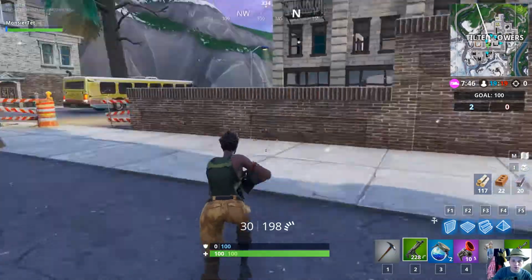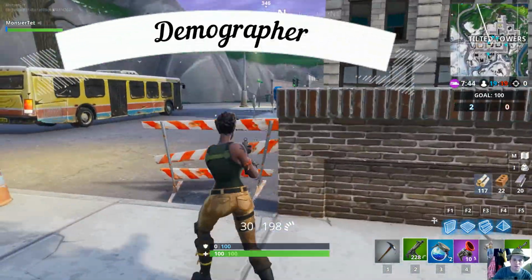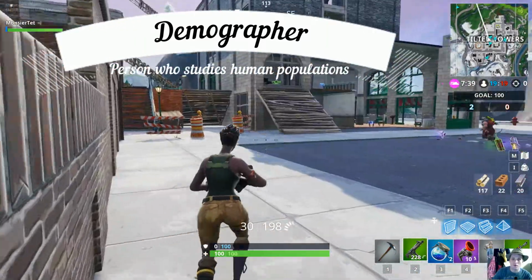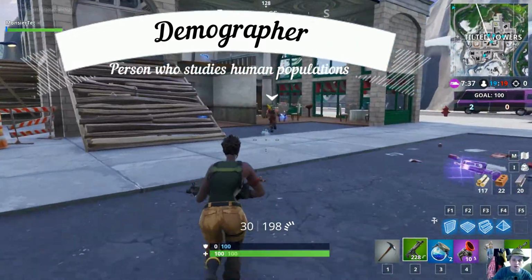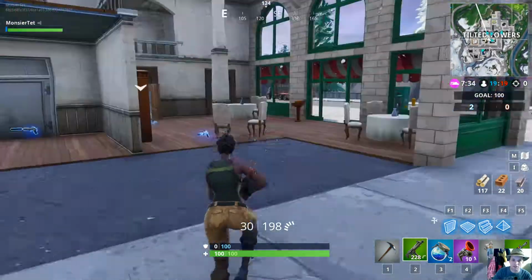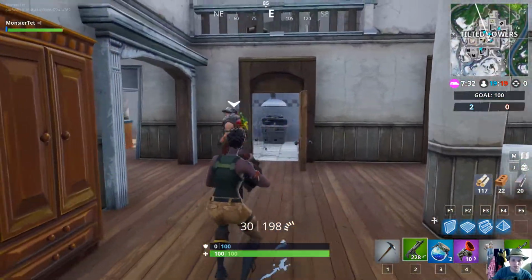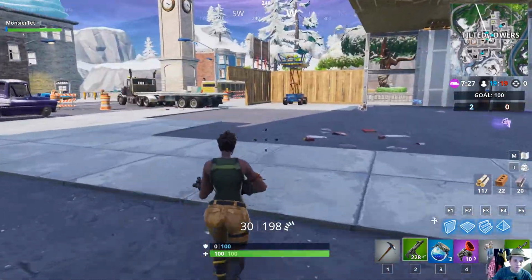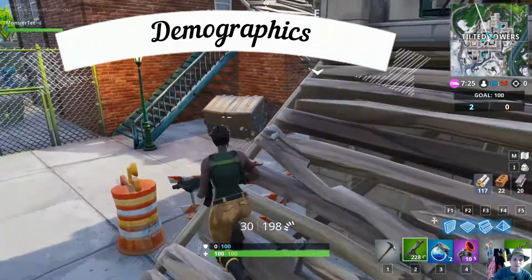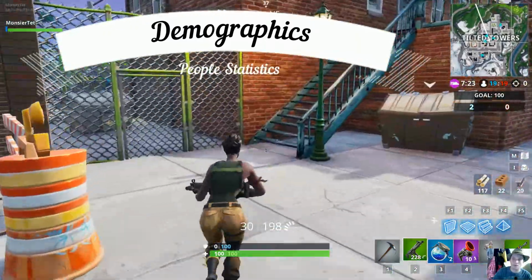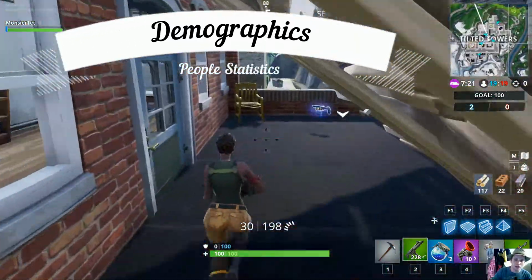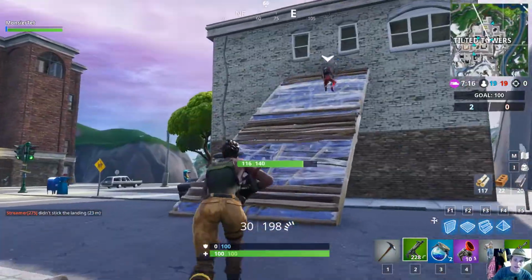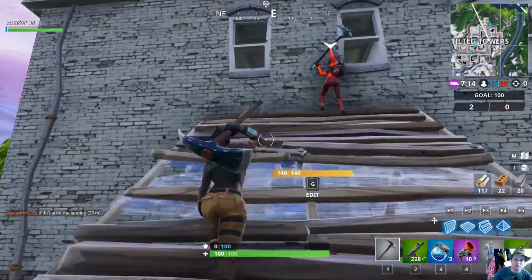Now, first off, we're going to look at some of these statistics. First one is demographer. I am possibly one of the few Fortnite in-game demographers. A demographer studies people statistics, birth rates, death rates, what people look like, this fellow here. A demographer studies demographics. Demographics are statistics about people: age, race, gender, income, gaming habits even. So let's follow this nice person.